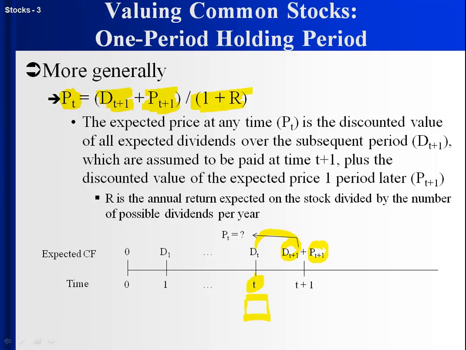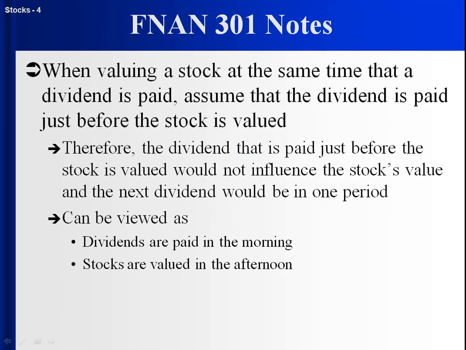One point to make is you might say, well, wait a minute, if I get out of the time machine, I want to know about the piece of paper. What about the dividend that gets paid at that point in time too? One of the assumptions that we're going to make is that when we value a stock, when we get out of our time machine and say how much is the stock worth, we're going to assume that the dividend just got paid. Another way to view it is dividends get paid in the morning, stocks get priced in the afternoon. And that's actually what it says on this page where, if we're going to value a stock at the same time that we pay a dividend, assume the dividend is paid just before the stock's valued. Dividends in the morning, values in the afternoon.